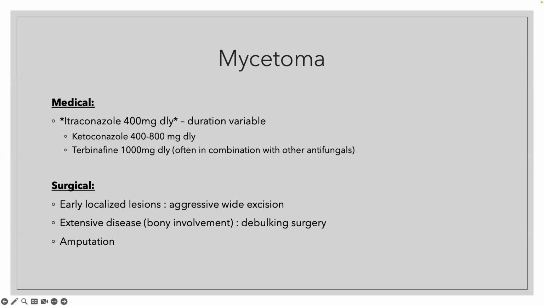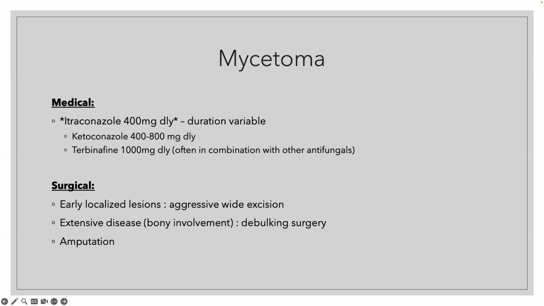The usual dosage of itraconazole in eumycetomas is 400 milligrams per day. You divide it into two doses, 200 in the morning and 200 in the evening. And just as a side note, remember to monitor the liver function at baseline and throughout therapy. Other antifungal agents that have been deployed in the medical management of eumycetomas include ketoconazole at 400 to 800 milligrams per day, as well as high doses of terbinafine at 1,000 milligrams daily.